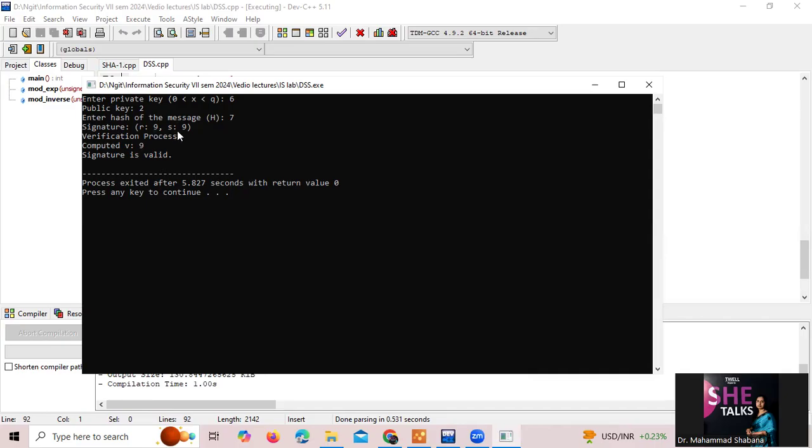If the values of R and S are different, then the signature is invalid. With this, we conclude our session.